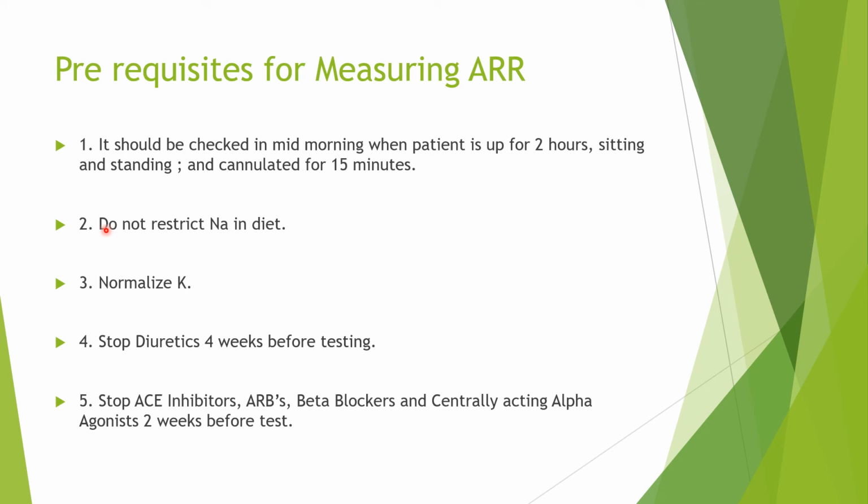Number two, sodium diet needs no restriction before ARR testing. Number three, normalize potassium with exogenous potassium containing preparations. Number four, stop diuretics at least 4 weeks before testing. Number five, stop ACE inhibitors, ARBs, beta blockers, and centrally acting alpha agonists 2 weeks before the test.